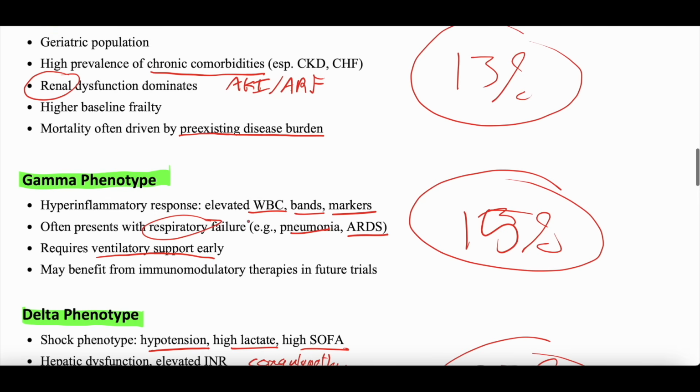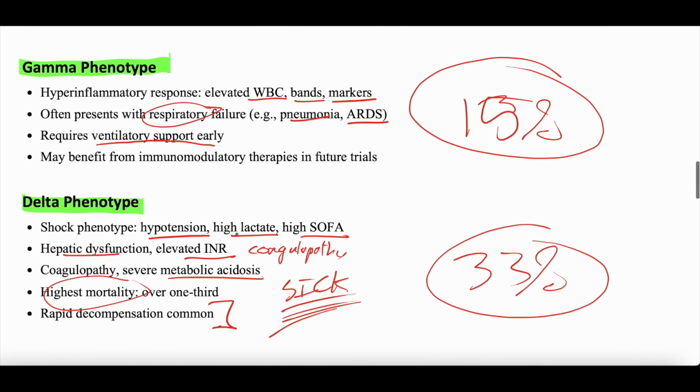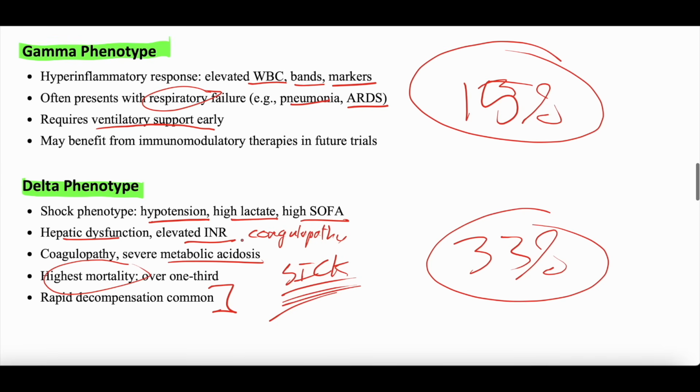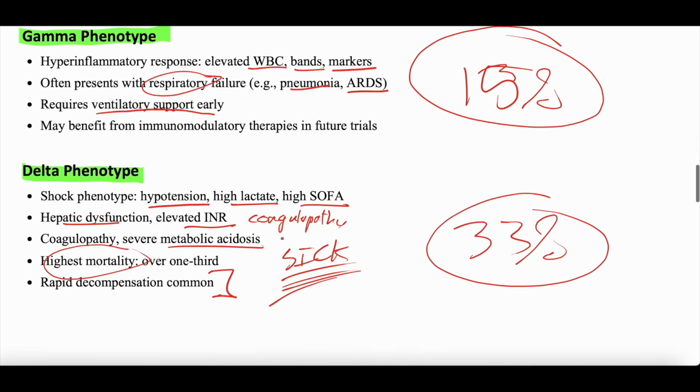Their inflammatory markers are high. They require early mechanical ventilation from things like pneumonia and respiratory failure. And then that delta phenotype, that multipressor refractory shock. Their lactates through the roof. They got liver injury, coagulopathy, acidosis. They're on multiple vasopressors. They often, unfortunately, succumb to their illness. Right? These are phenotypes that it seems like anecdotally we have seen.